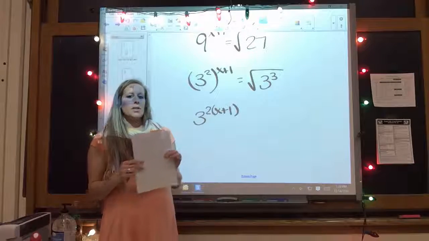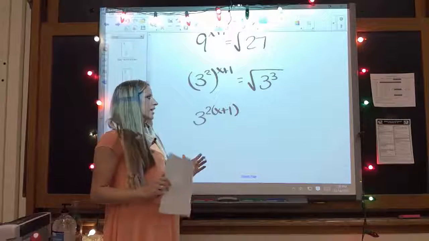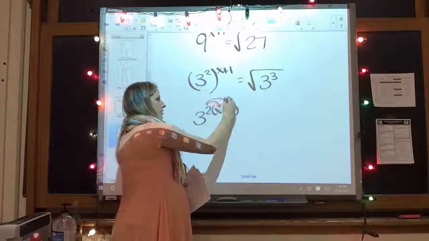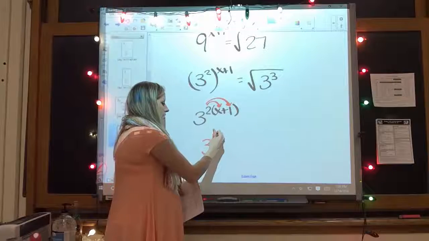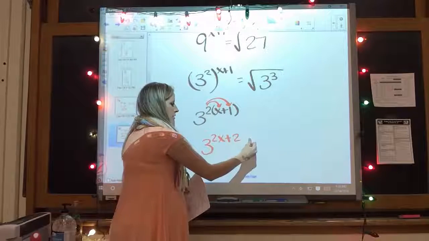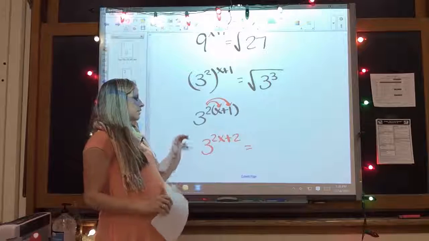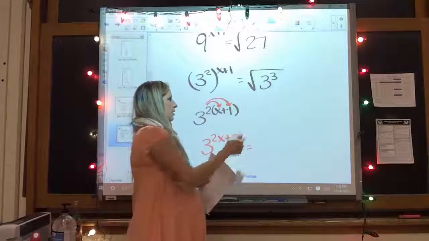Now, a lot of people want to just put 2x plus 1, but that's not it. You have to distribute that 2 to each term in that binomial. It's actually 2x plus 2. So take your time, work on those algebra skills, and do it right.